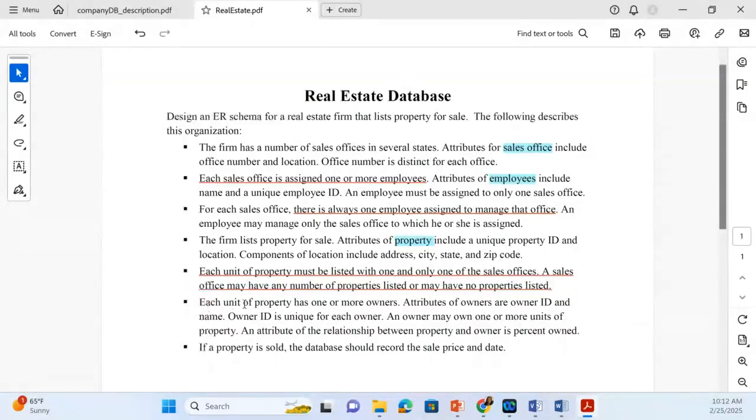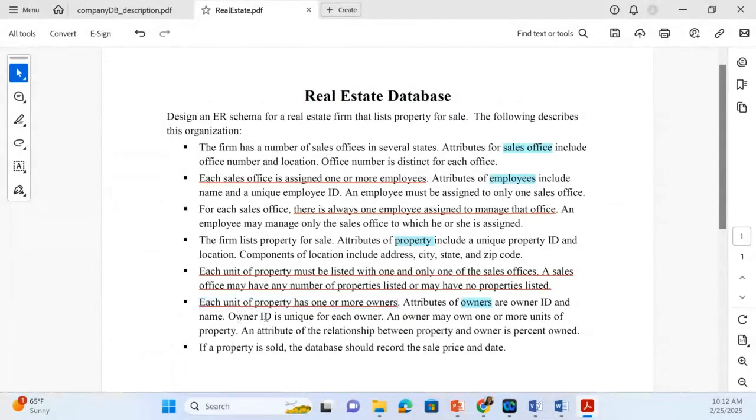Then each unit of property has one or more owners. So these are attributes for the owners. So once again, owners should be modeled as an entity tab, based on the data description. Then we have the owner entity tab, we have the property entity tab. Then this sentence really shows us the relationship type between the owners and property.